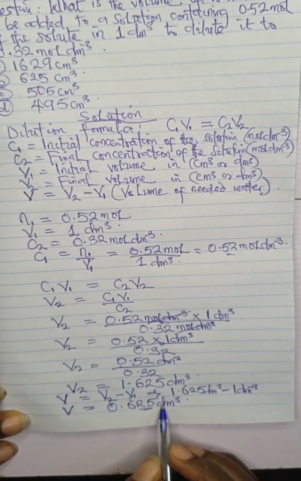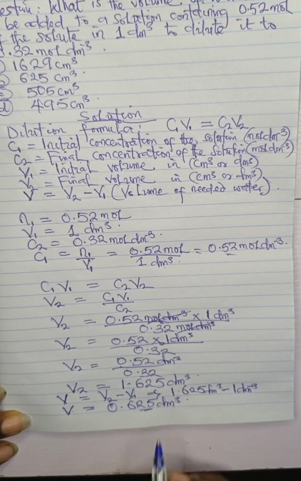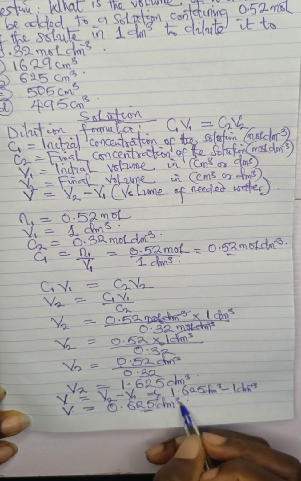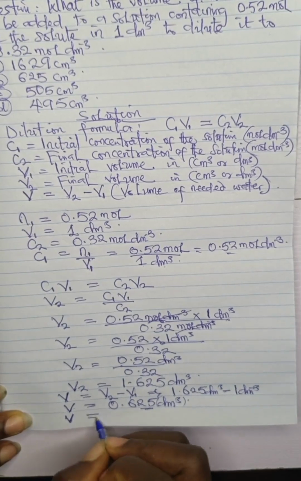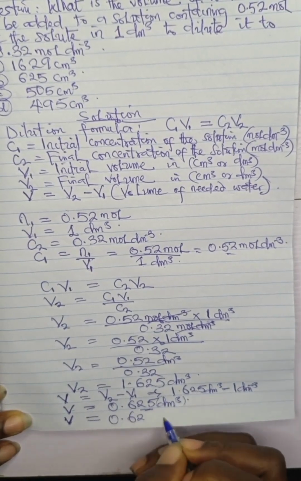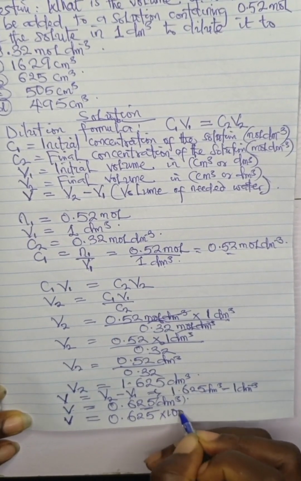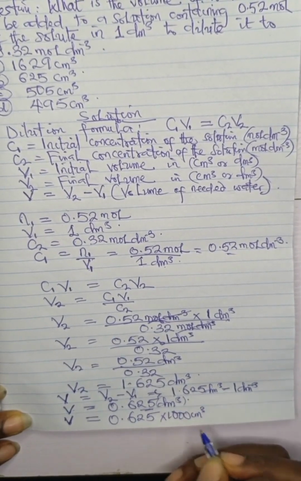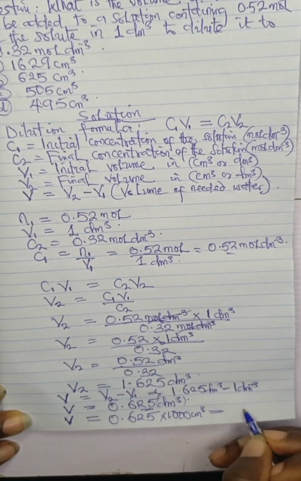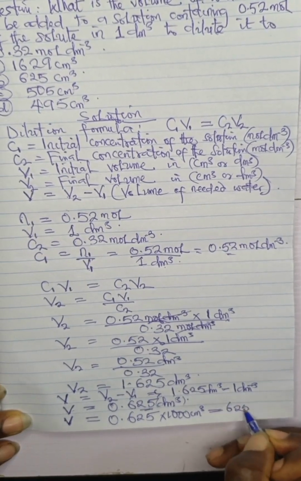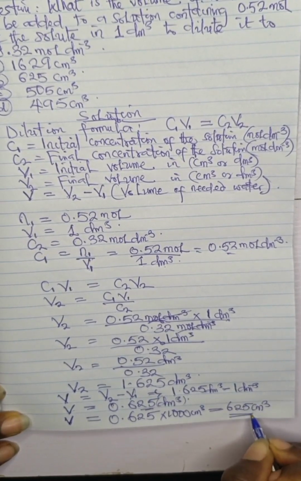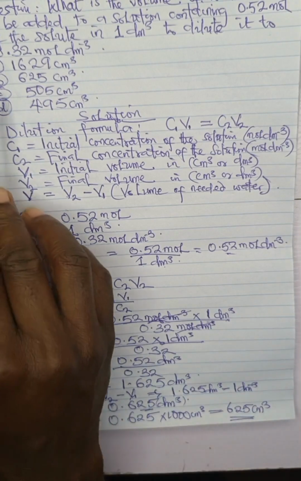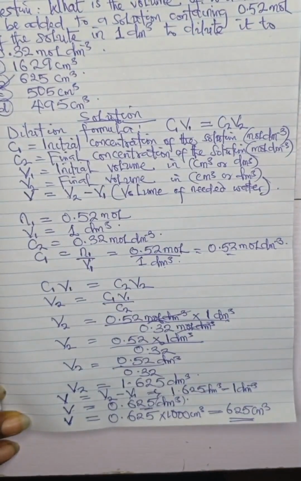So you remember that 1 dm cube is equal to 1000 cm cube. So we replace this by 1000. Hence we have V equal to 0.625 times 1000 cm cube, and if you multiply this, you are going to have 625 cm cube. That gives the final answer. So if you check our options, we have option B as the correct answer.